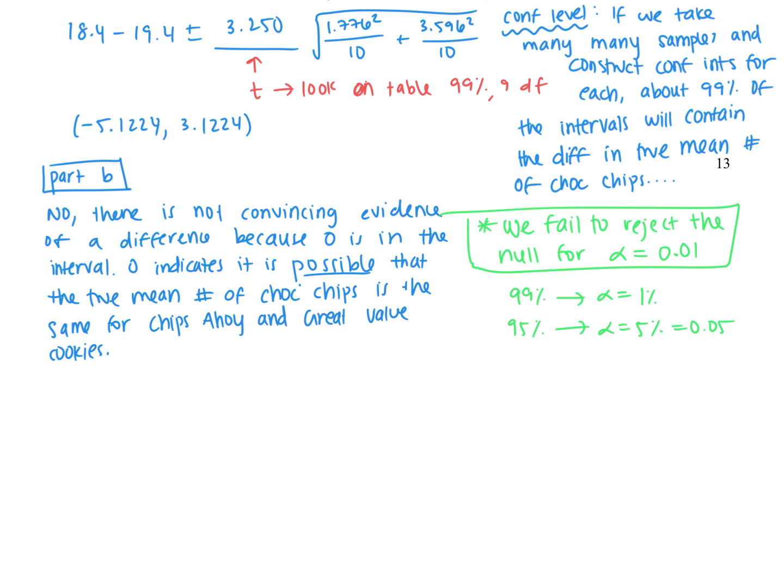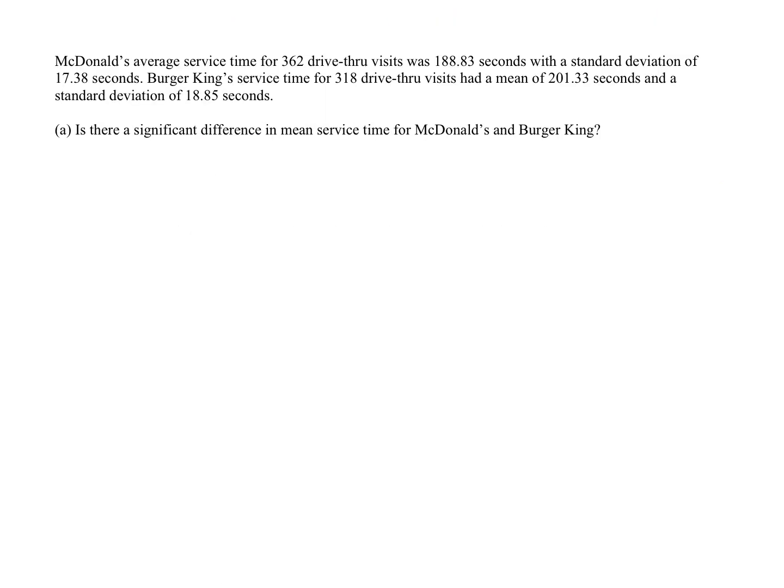Okay, so now we're going to do a hypothesis test. We're going to do a full hypothesis test. And it is this problem that is in your notes, so I will leave this up here, and I'm going to get us started. McDonald's average service time for 362 drive-through visits was 188.83 seconds with a standard deviation of 17.38. Burger King's service time for 318 drive-through visits had a mean of 201.33 seconds and a standard deviation of 18.85. Is there a significant difference in mean service time for McDonald's and Burger King?